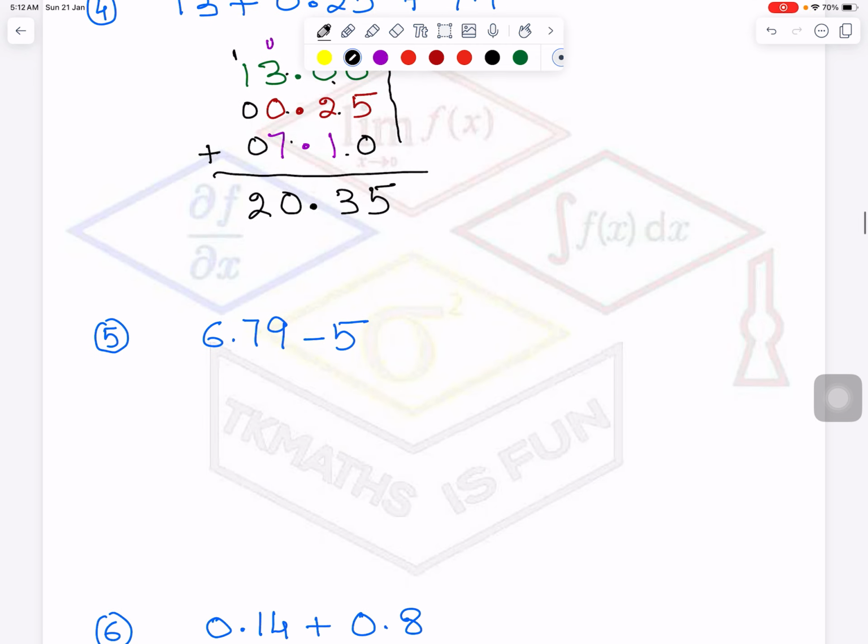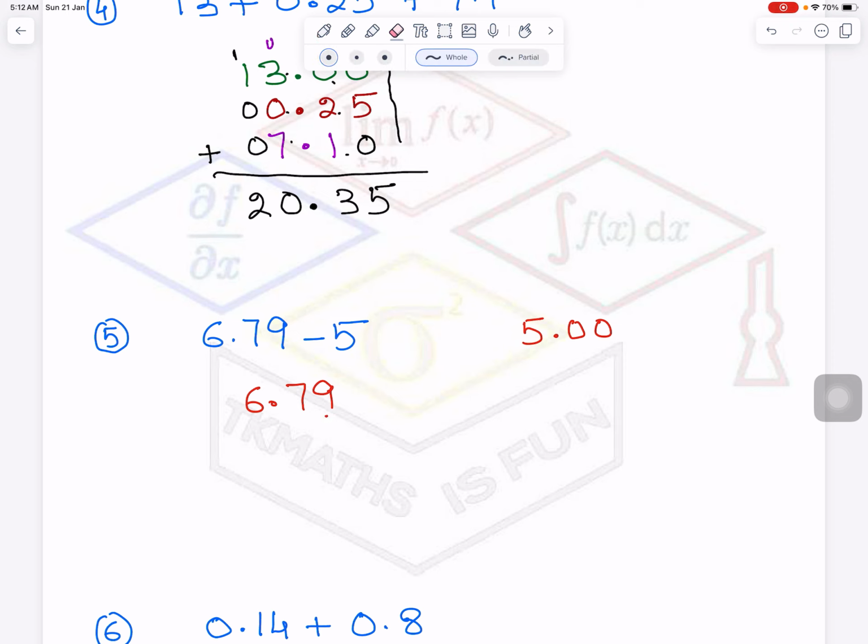Now let's do this one. 6.79 minus 5. You can put the video on pause and try yourself and then check the answer. Okay, I will not hold because otherwise the video will get very long. So 6.79, and what I have to subtract from it? 5. Now in 5 there is no decimal. It means it is at the end. I told you, I need 2 digits after the decimal here. I can see here 2 digits after the decimal. So I will use 2 zeros.